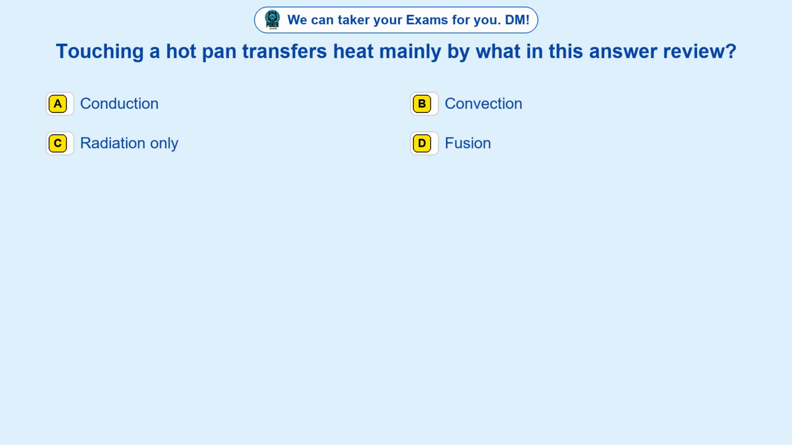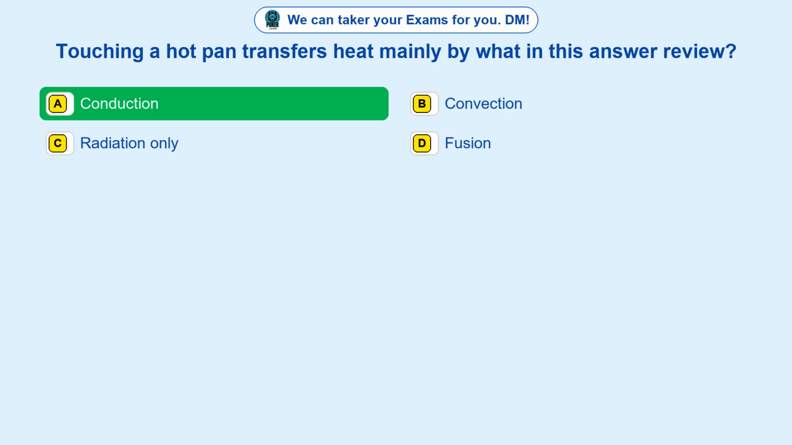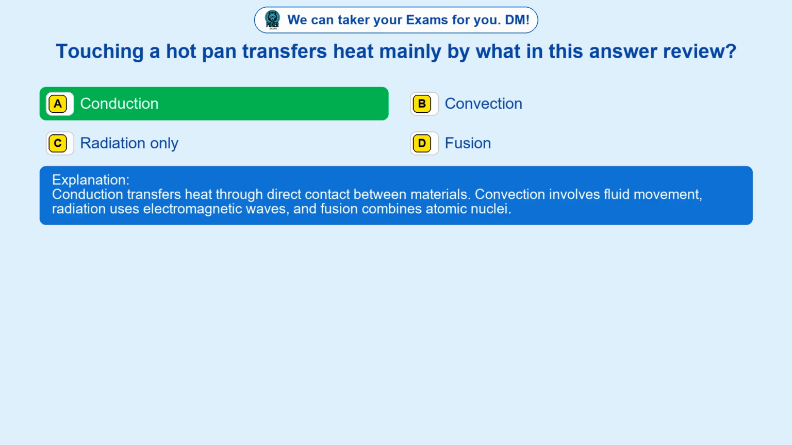Question 75. Touching a hot pan transfers heat mainly by what in this answer review? Option A, conduction. Option B, convection. Option C, radiation only. Option D, fusion. The correct answer is option A. Conduction. Conduction transfers heat through direct contact between materials. Convection involves fluid movement, radiation uses electromagnetic waves, and fusion combines atomic nuclei.